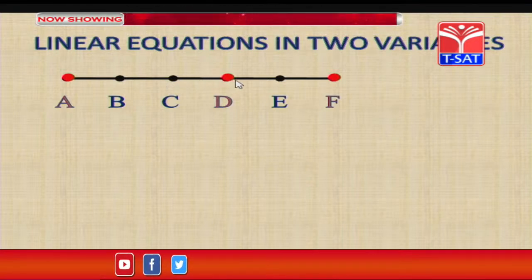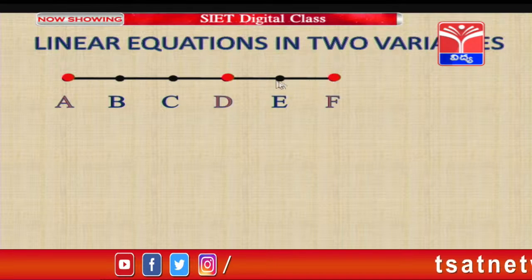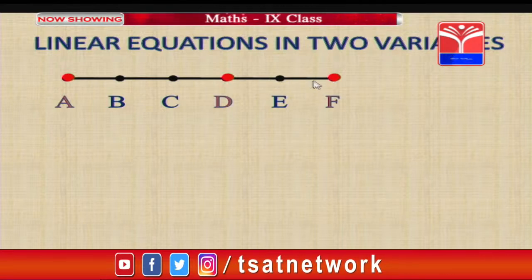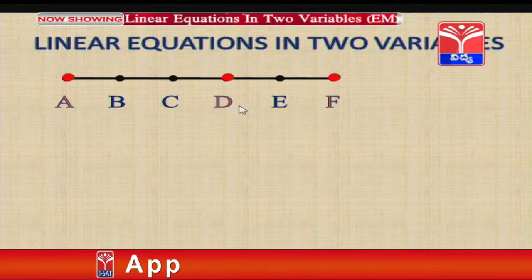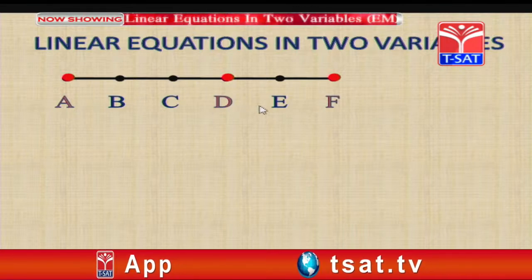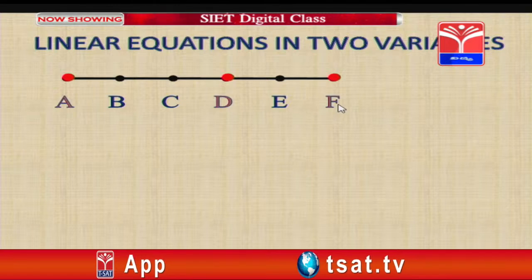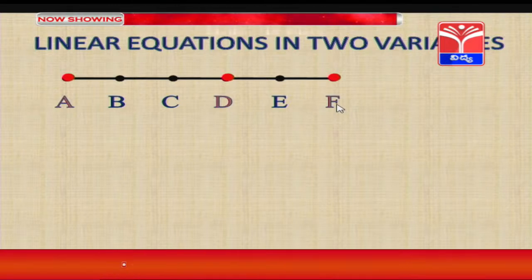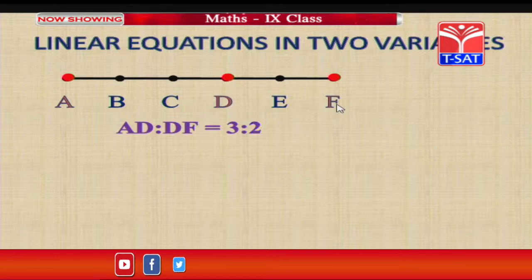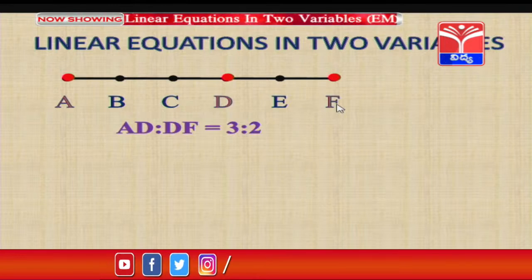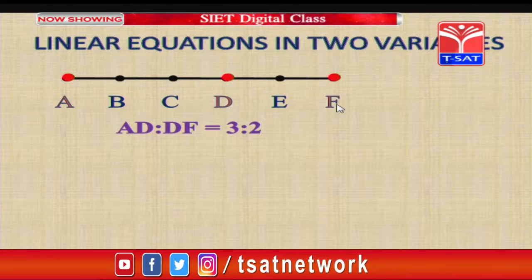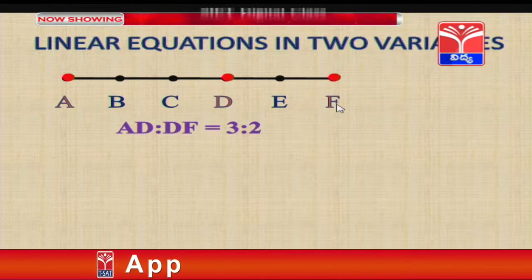What about the points from D to F? There is only one point in between, that means how many parts are here? 1, 2. That means from A to D there are 3 parts and from D to F there are 2 parts. If I want to show you in the form of a ratio, I can say AD is to DF is equal to 3 is to 2. That means 3 parts is to 2 parts.